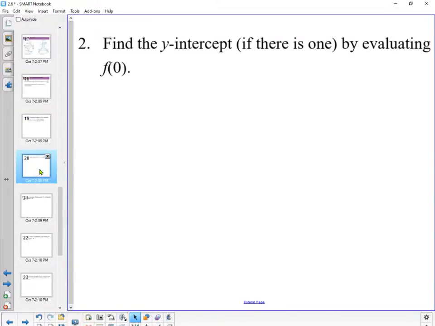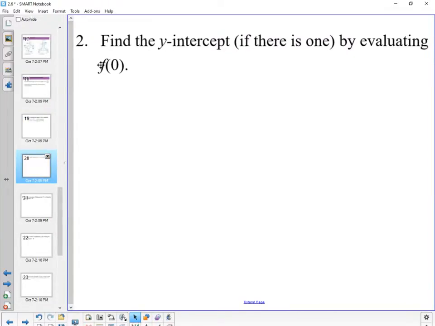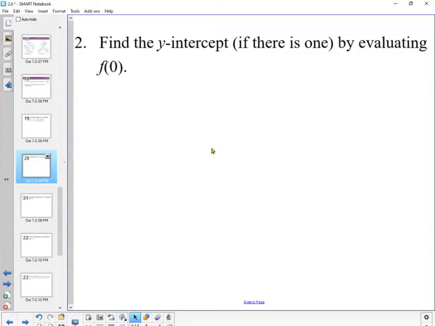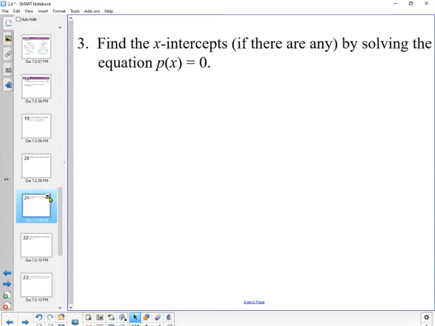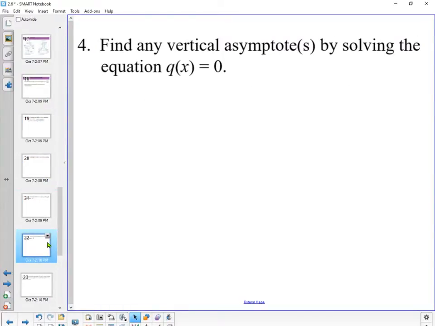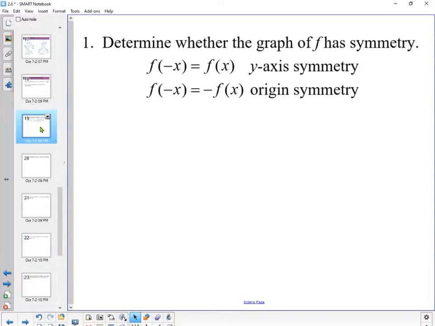Alrighty. Let's see what else we got here. Find the y-intercept if there is one by evaluating f of 0. I thought we did f of 1 equals x. That is interesting. Where are my slides? Reboot it. Turn it off and turn it back on again. No, I don't think it's a problem with that. Oh, these are the strategies. My bad.